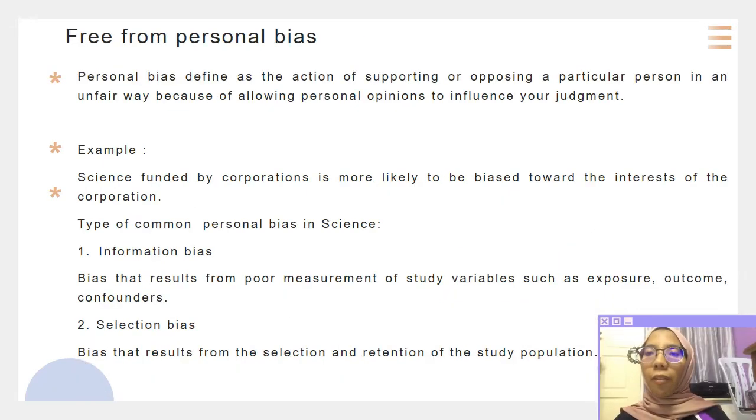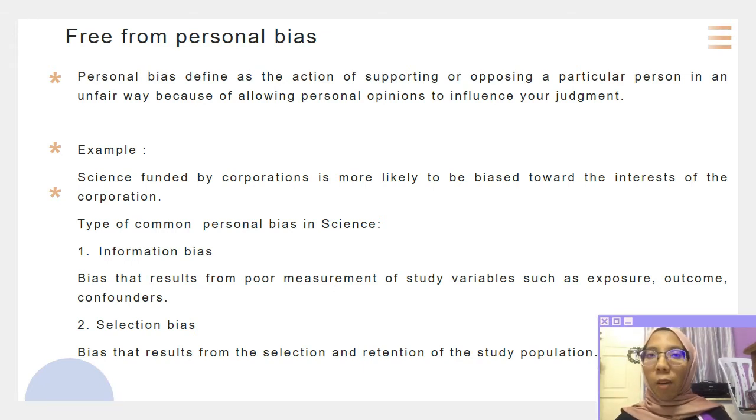The second characteristic of evidence objectivity is being free from personal bias. The definition of personal bias is an action of supporting or opposing a particular person in an unfair way because of allowing personal opinions to influence a judgment. For example, science funded by a corporation is more likely to be biased toward the interests of the corporation, because the corporation might have some personal reasons for funding the science.